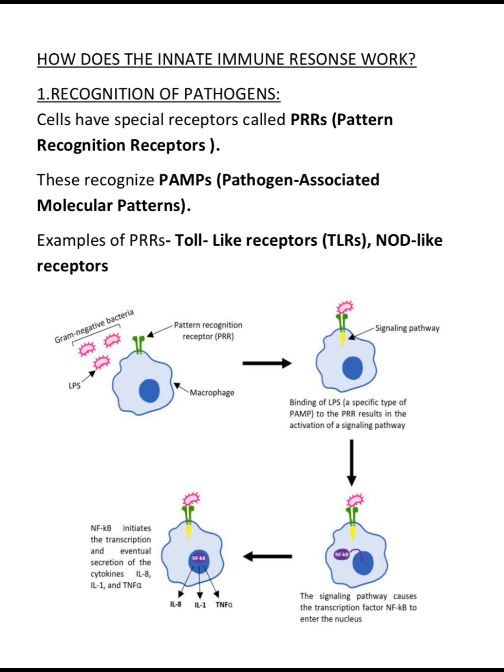As you can see in the figure, the macrophage has a PRR on its surface, that is a pattern recognition receptor. It recognizes the PAMP, which is the lipopolysaccharide on the gram-negative bacterial cell wall. The lipopolysaccharide binds to the PRR, which results in the activation of a signaling pathway. The signaling pathway causes the transcription factor NF-kappa B to enter the nucleus. NF-kappa B initiates transcription and the secretion of cytokines such as interleukin 8, interleukin 1 and tumor necrosis factor alpha.